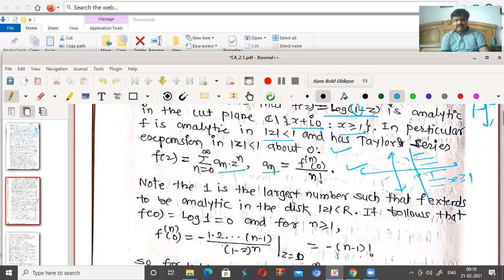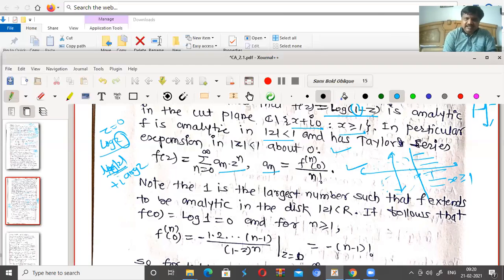In that region now, log of 1 minus z is analytic. Where is log of z analytic? Log of z is analytic for all nonzero terms. We know that log of z equals log of mod z plus i into argument of z. And mod z is always positive, so it should not be equal to 0. For z equal to 0, it is not defined. In other cases, it is defined. So that's why we have taken this.